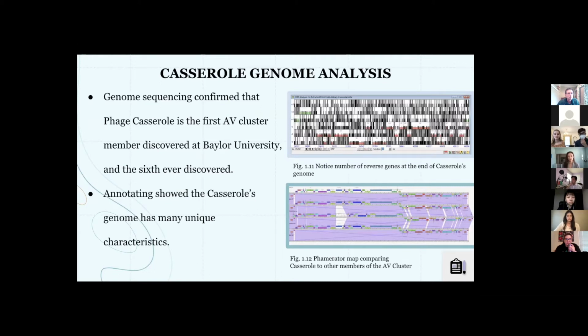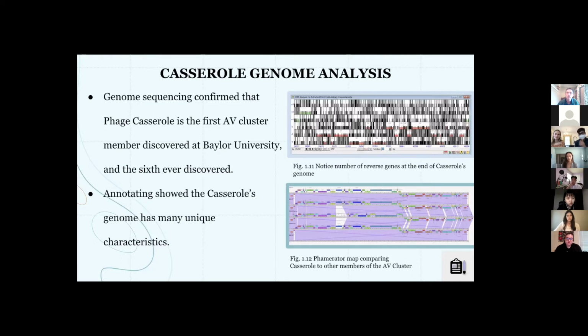And after we got the results this semester, we moved on to annotation, where we explore the genome of phage Casserole. Figure 1.11 shows our bioinformatics software, and the green part of it shows our forward genes, and the red shows our reverse genes. And phage Casserole has 58 confirmed genes, which we are exploring this semester. Figure 1.12 shows us the Phamerator map. Phamerator is a program that allows us to explore all the genes of all the different AV clusters.